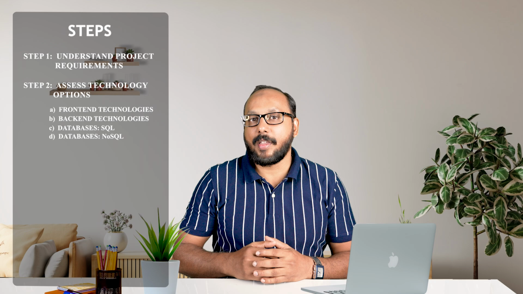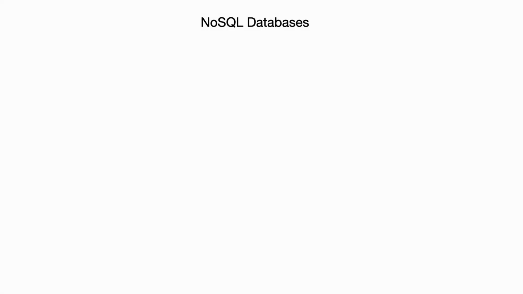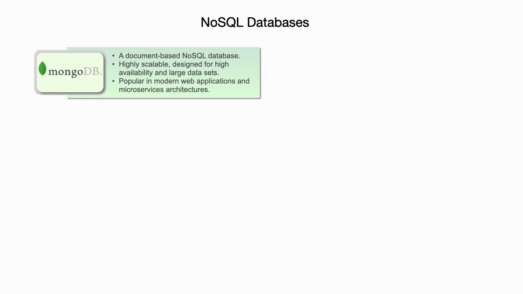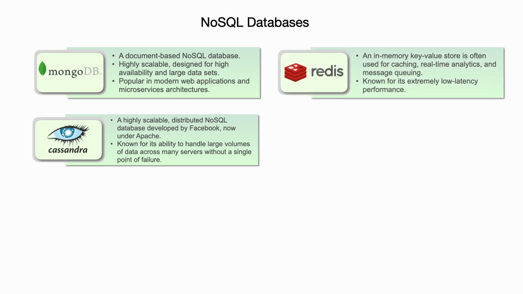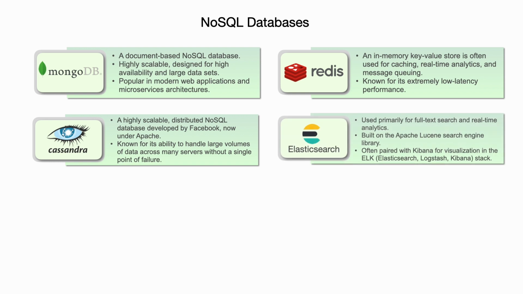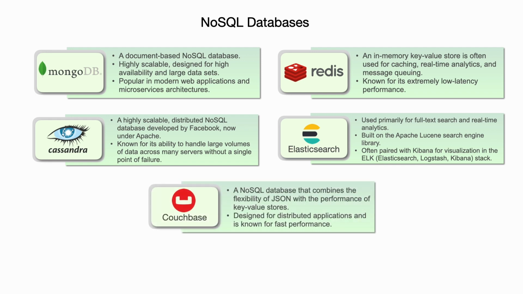Now let's look at some of the popular NoSQL databases. MongoDB is a document-based NoSQL database. It's popular in modern web applications and microservices architectures. Cassandra is a highly scalable distributed NoSQL database developed by Facebook. Redis is an in-memory key value store that is often used for caching, real-time analytics, and message queuing. Elasticsearch is primarily used for full-text search and real-time analytics. Couchbase is a NoSQL database that combines the flexibility of JSON with the performance of key value stores.